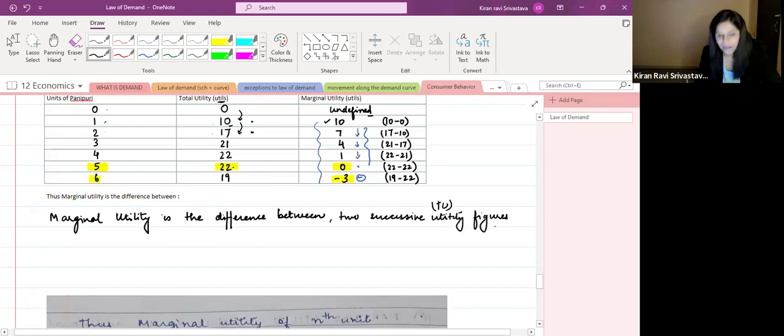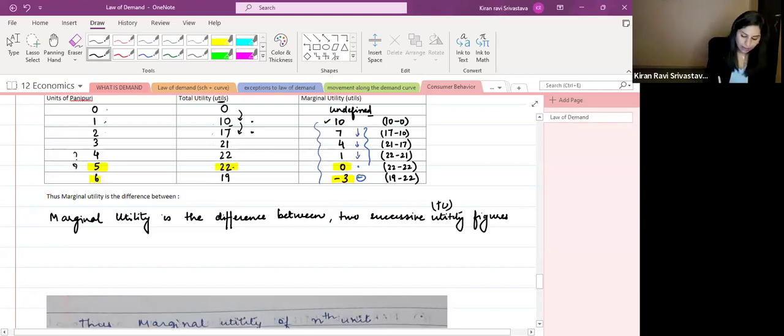Why am I writing two successive total utility figures? Because marginal utility is not like a specific point. It can be anything. If I ask you what is the marginal utility at the fourth pani puri, it will be the difference between the fourth pani puri minus the third pani puri. At the fifth pani puri level, the marginal utility will be the fifth pani puri level minus the fourth pani puri level. Okay? Between the two successive utility figures.